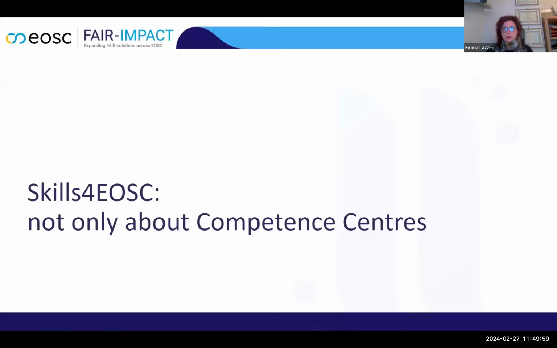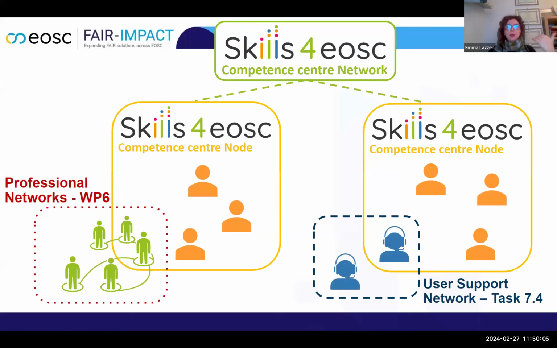Skills for EOSC is not only about competence centers, but it's more than that. We are also working to support the establishment of professional networks in the national context, and Portugal is one very good example. So we are supporting the setting up, but also the activities of data stewards networks, and also other types of professional networks.